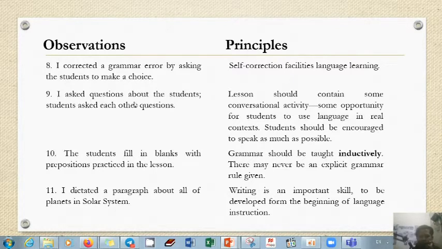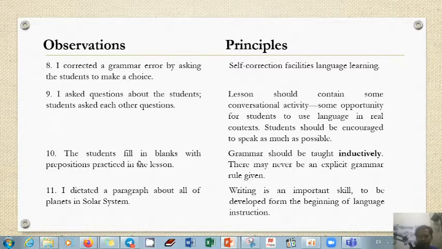And number nine, I ask question about the student. Students also ask each other questions. I ask student first, and then students can ask each other, their classmates, or they ask the teacher back. And the lesson should contain some conversational activity. We can make a conversation related to our today's lesson about planets, and give some opportunity for the student to use language. Yeah, we can use language to read a context. We can use their own words or conversation to talk about the planet, and I let them discuss openly in the group or in pairs.